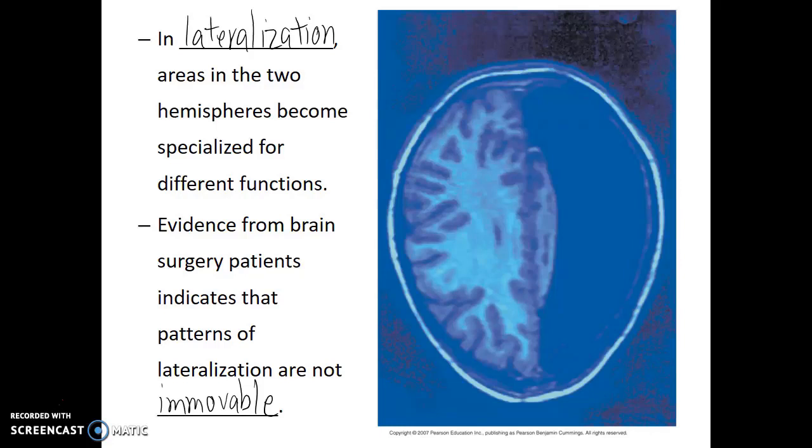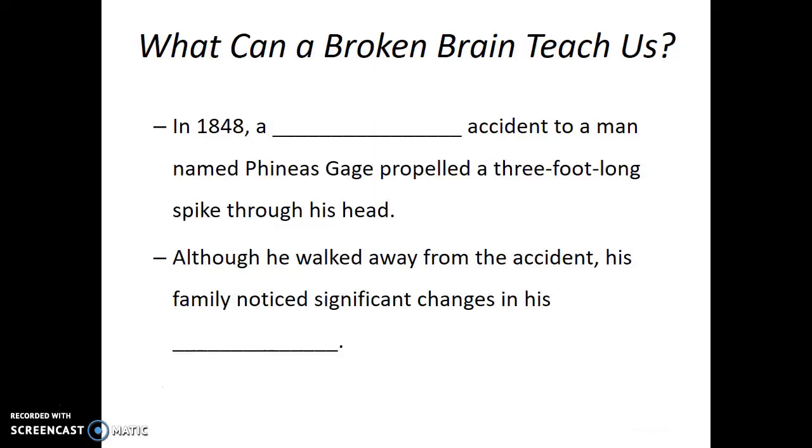In fact, a lot of what we've learned about the brain comes from cases where individuals have had damage to specific regions of the brain, or surgeries which have altered or removed certain portions of the brain. In 1848, a railroad accident to a man named Phineas Gage propelled a 3-foot-long spike through Phineas Gage's head. Although he walked away from the accident, his family noticed significant changes in his personality following the accident.